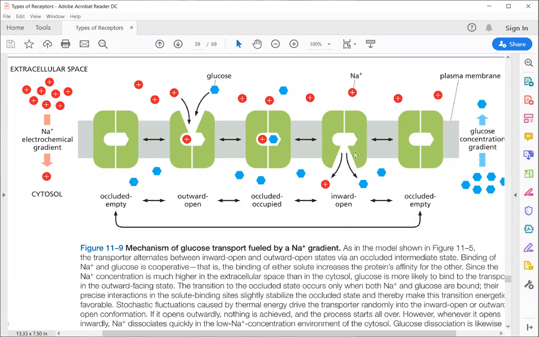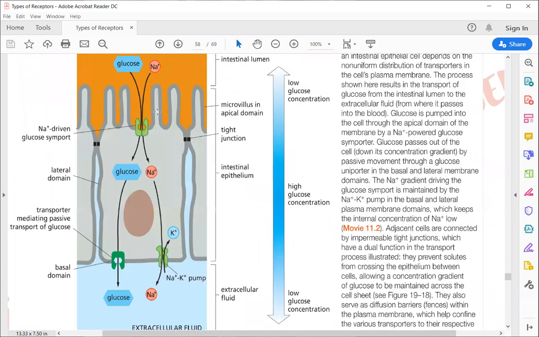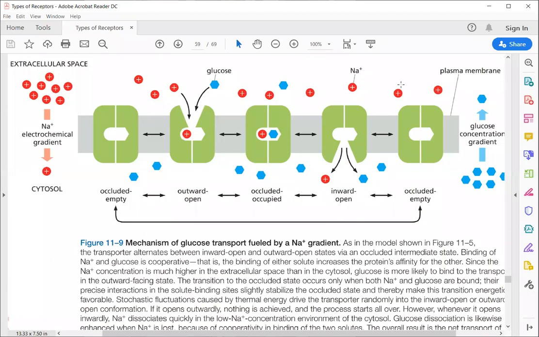Even though it seems very simplified, as they are entering and going out, it takes a fraction of a second for this transformation of the gates. But this is the stepwise procedure through which the gates actually open, close, open, close, open. This is from Bruce Alberts, and the picture itself is very self-explanatory to understand how these symporters and antiporters actually work.